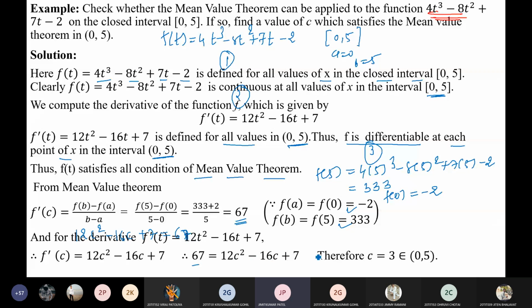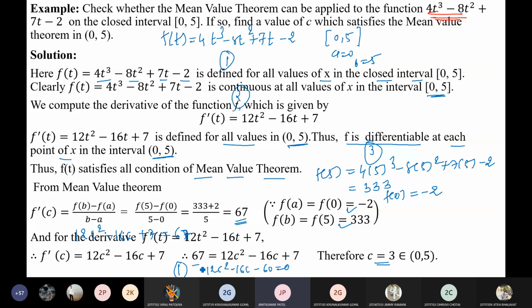Here you have two options to find the value of c. Number one, you can factorize this polynomial. 12c square minus 16c minus 60 is equal to 0. If you factorize this, then you have two values of c, but among them you have one value which is between 0 to 5. So the value is c equal to 3, which belongs to 0 to 5. This is one way.